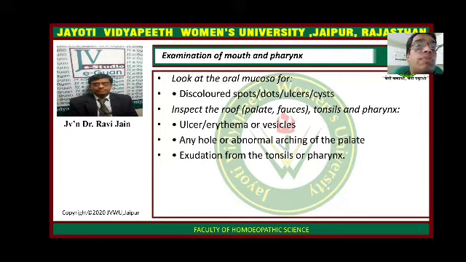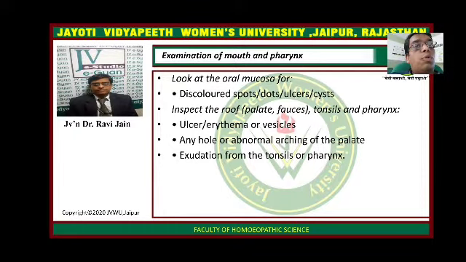Then next you have to see the oral mucosa. You have to check in the oral mucosa whether there are any discolored spots or dots or ulcers or cysts. You have to inspect the roof, that is palate or fauces. You have to see the tonsils and pharynx. You have to check for any kind of ulcer or erythema or vesicles, any hole or abnormal arching of the palate, and exudation from the tonsils or pharynx.